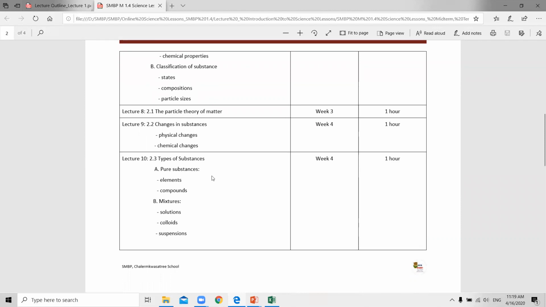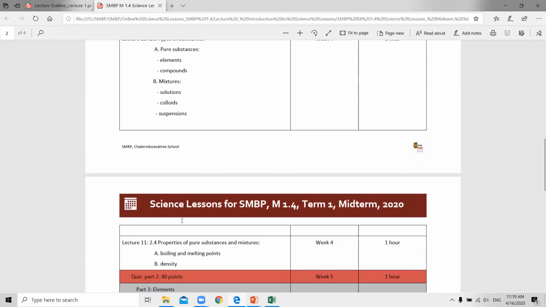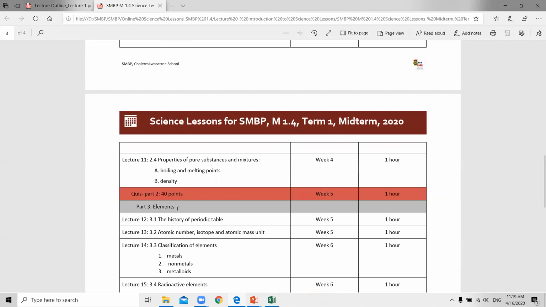For example, pure substances. There we will learn about elements and compounds, and then we will learn about mixtures, where we will study about solutions, colloids, and suspensions. And then the last lecture from part 2 will be properties of pure substances and mixtures. And there we will get to learn about boiling and melting points and density. And after that, we will have a quiz for 40 points.